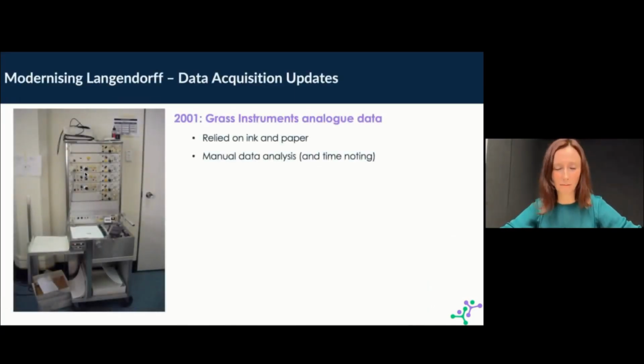So I mentioned that I've been doing Langendorff perfusion for quite a while, and we've seen some real changes happening in the last 20 years. The first part is obviously with data recording. Back in 2000, when I first started my PhD, we were using a piece of instrumentation, which is a grass recorder, and it can also be used as a lie detector. But in our particular case, we were recording cardiac output. It relied on ink and paper, and to do data analysis, that was incredibly time consuming because you would literally flick through paper.